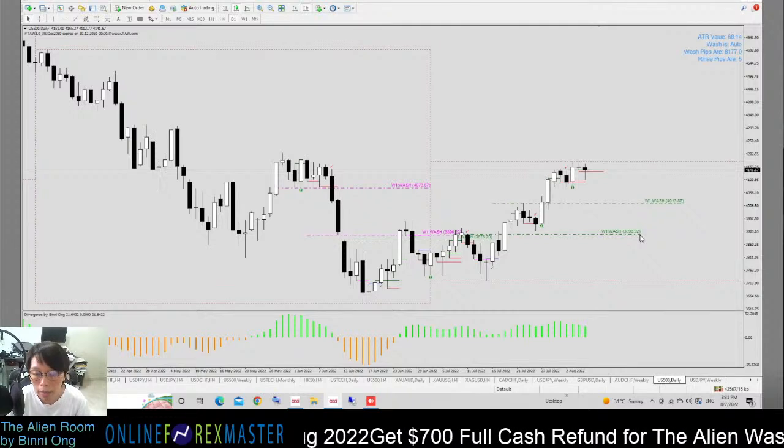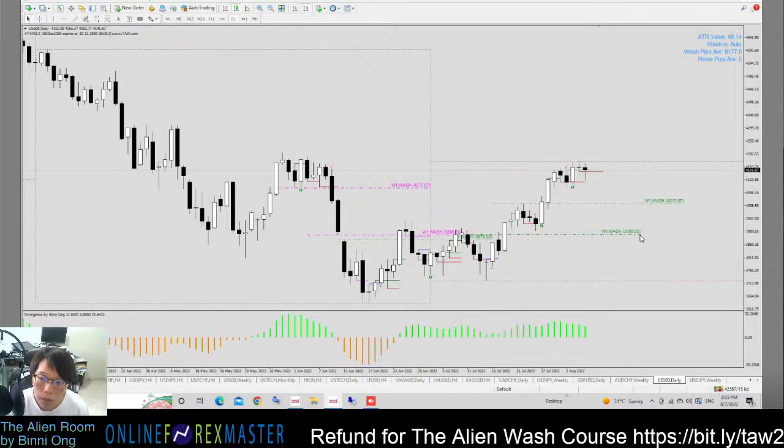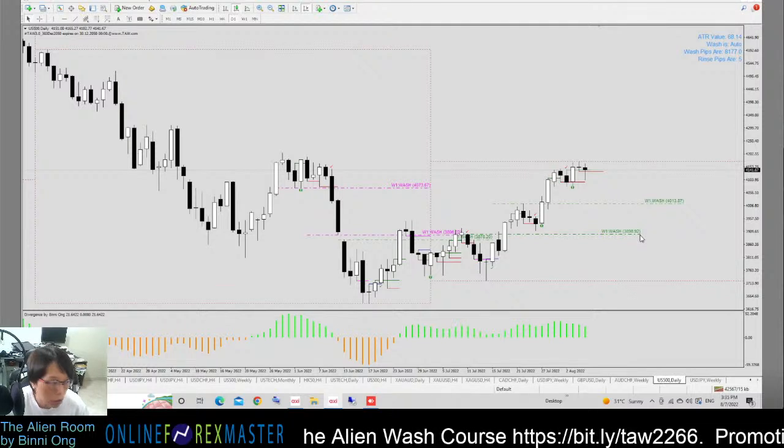Metal stock or metal stock. Yes, metal like copper, gold stocks. In fact, I just entered copper stocks.